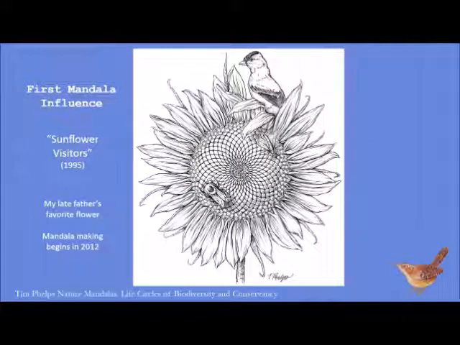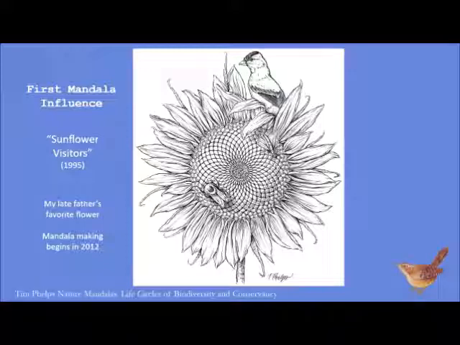So this I might consider my first nature mandala. This was a pen and ink drawing I did for my late father in '95. Unfortunately, he passed in '97. And it was his favorite flower. And much of my pen and ink work I dedicate to Jerry Hodge, who was a superb pen and ink artist, and to another artist, Craig Gosling, who I had my first job with.